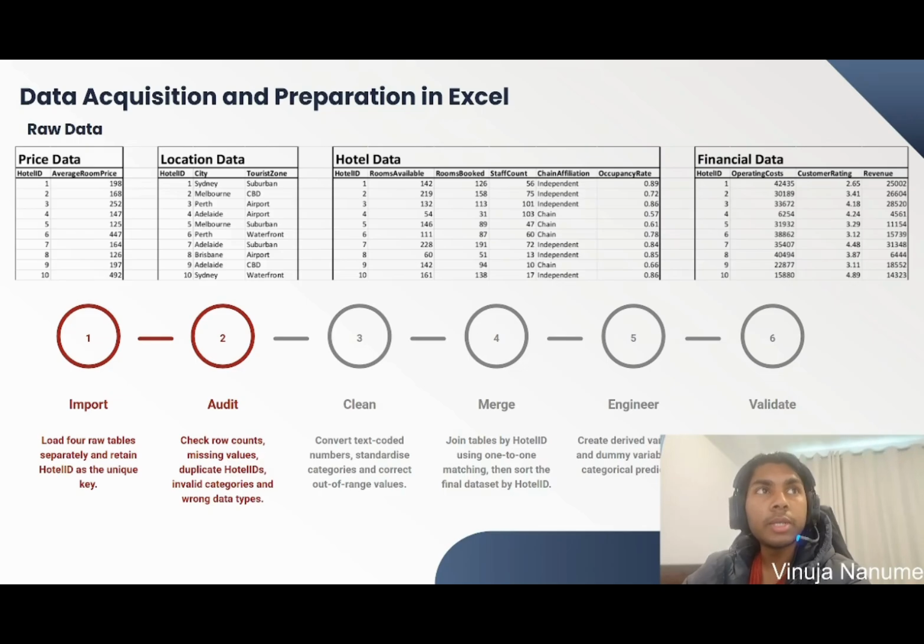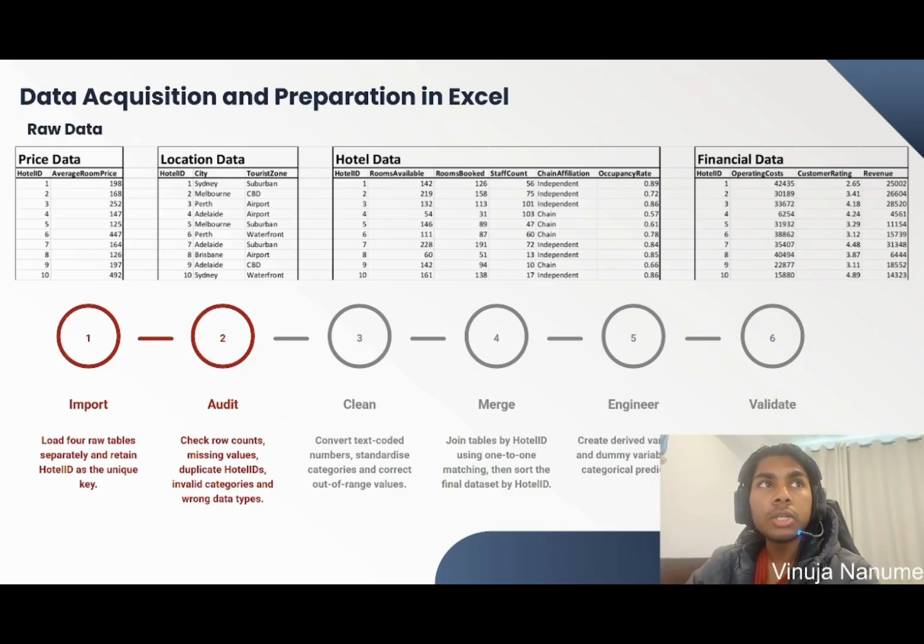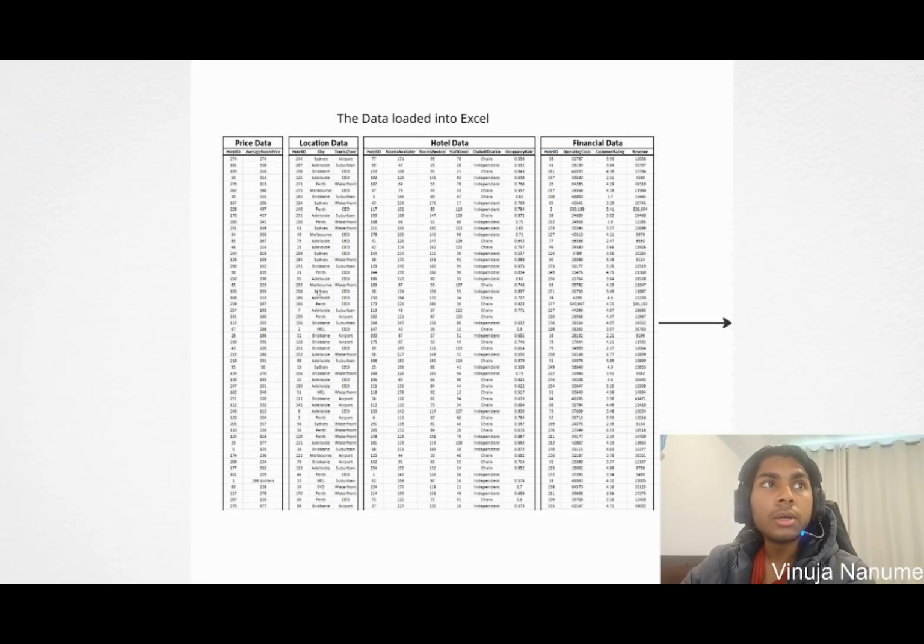We followed 6 main steps. First, we imported the 4 tables and kept hotel ID in each so they could be merged correctly later. Then, we audited the data by checking for missing values, duplicate hotel IDs, invalid categories, and incorrect data types. Next, we cleaned the data. To do so, the data was first imported into Excel.